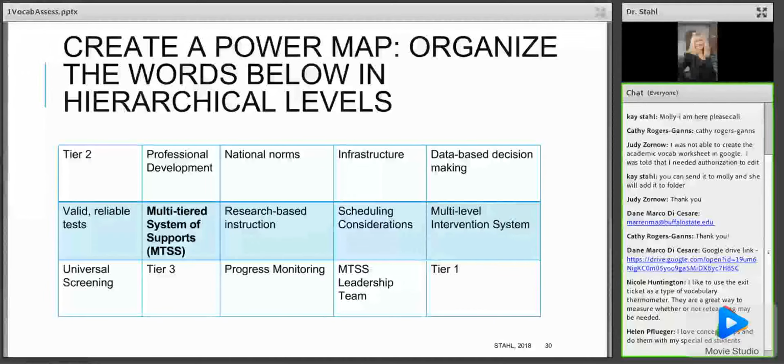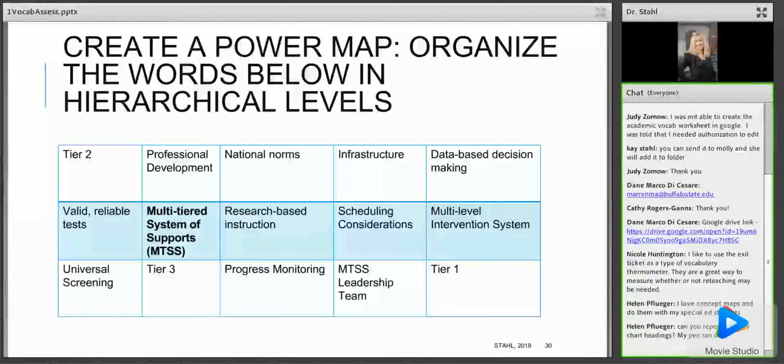So you're actually making a flow chart. I'm going to give you about 3 minutes to make yourself a flow chart, or a hierarchical sketch, or an outline with key headings. Okay, Helen, can you repeat the flowchart headings?